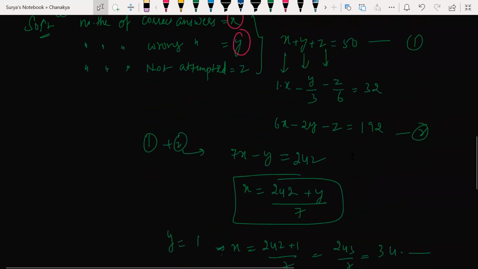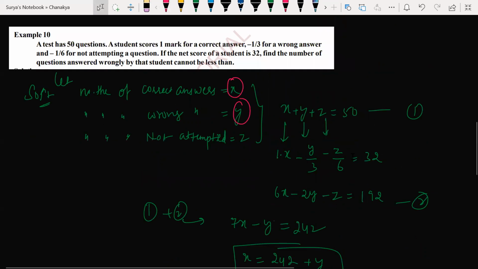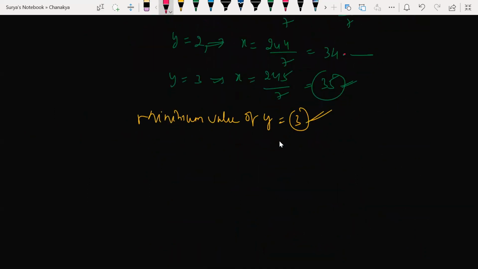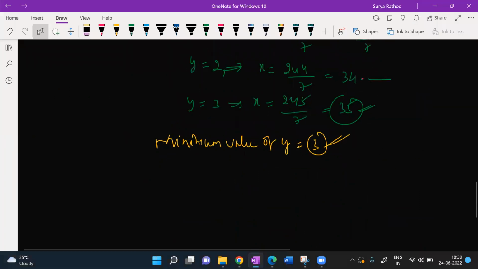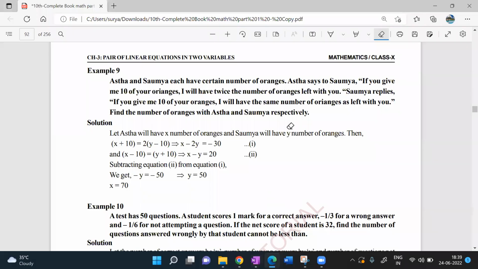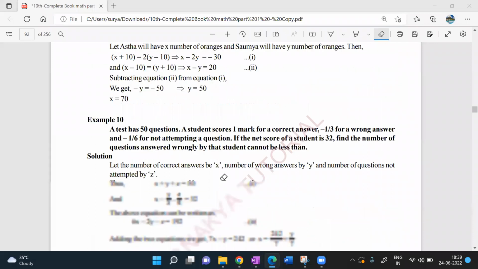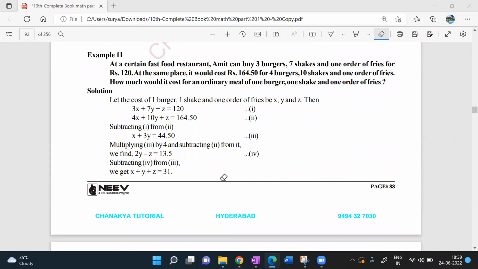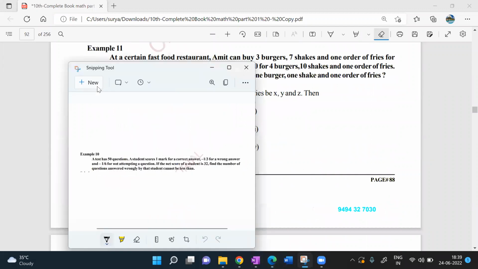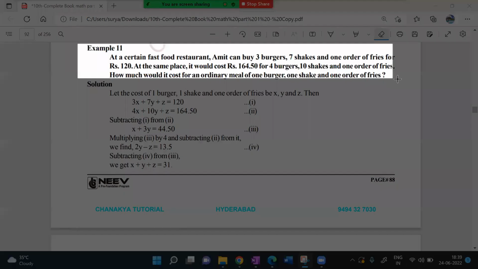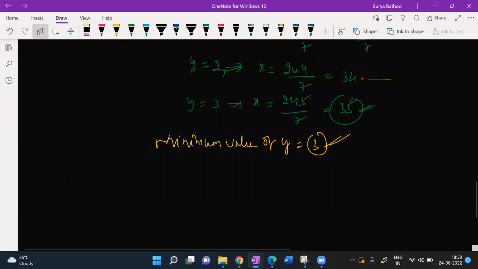So this is how you solve this type of question. He's talking about wrongly answered by the student cannot be less than. So wrong is y. So y should be 3 only. It cannot be 1 or 2. Understood the proper thing we have done here? Guys, understood or not? Yes, sir. Now solve this question.